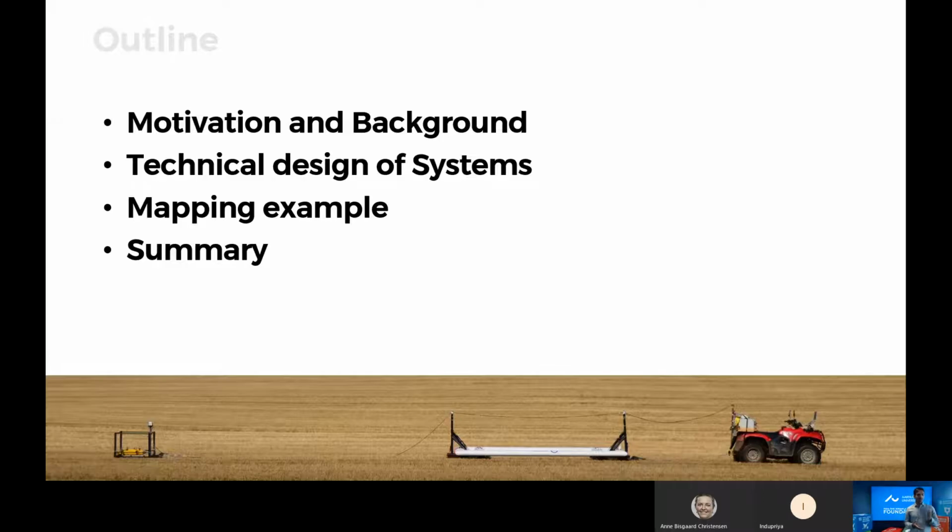So this is the outline of my talk. A little bit about motivation. Why do we need this system? Technical design of the system. What are the different components in the system, and then I will give you some mapping examples of how well the system can map the subsurface, and then some summary.